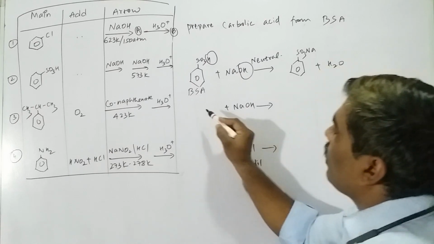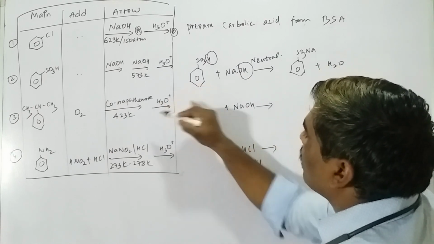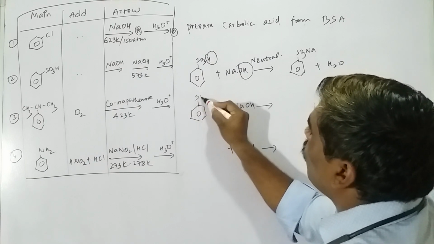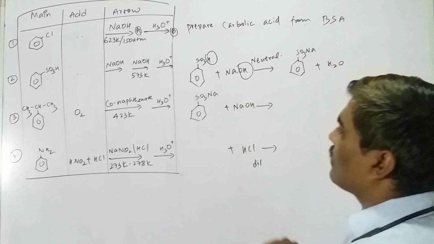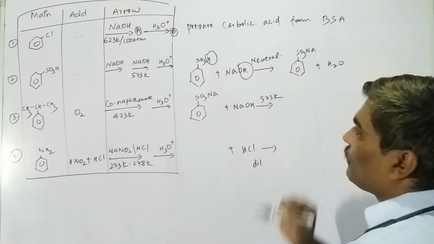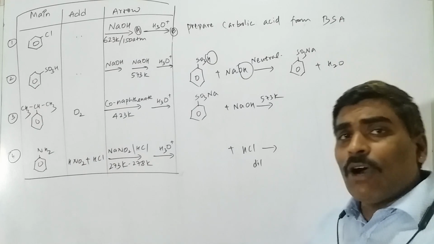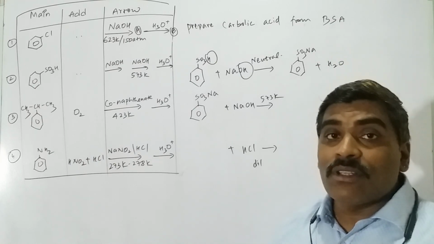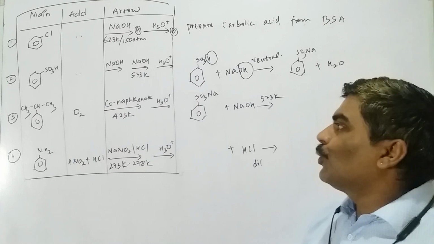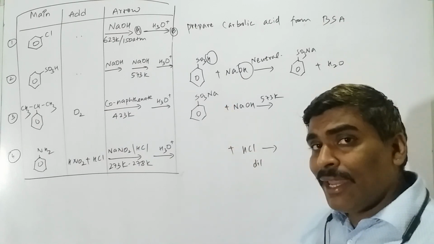This is sodium benzene sulfonate. So I'll write that, sodium benzene sulfonate, and here it is 573 Kelvin. Again, like Dow's process. In Dow's process, what was there? Here was chlorine. Now, in the place of chlorine, we have SO3Na.